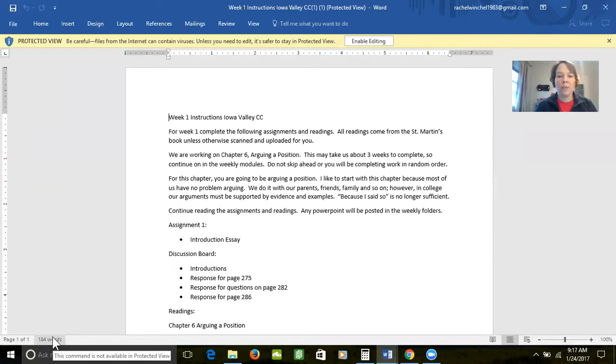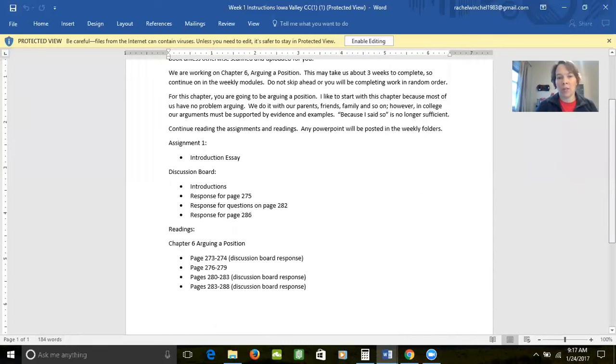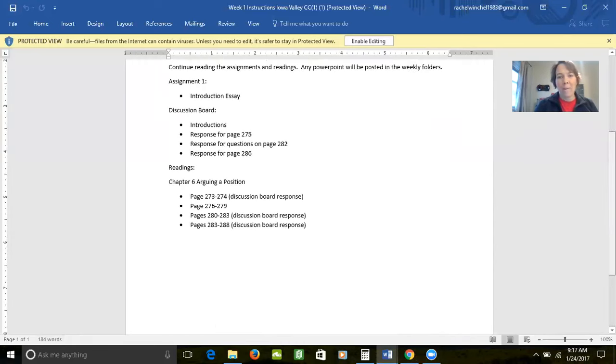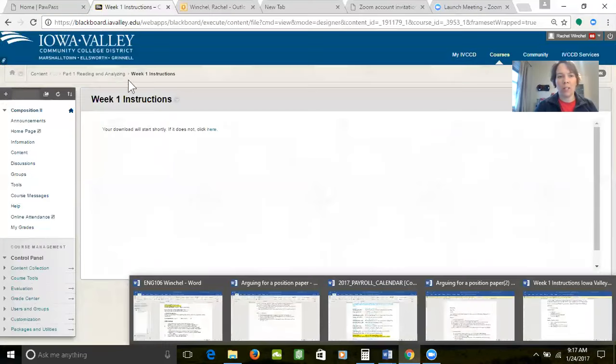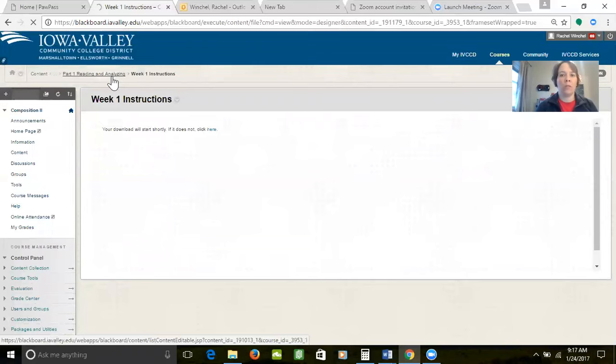There's a few assignments that we're doing. We're doing an introduction essay. We're doing some responses to different pages, and here are the pages in the book that I'd like you to read. I could see how there might be a little bit of confusion about what's what, so let's keep going in part one and see what's going on.